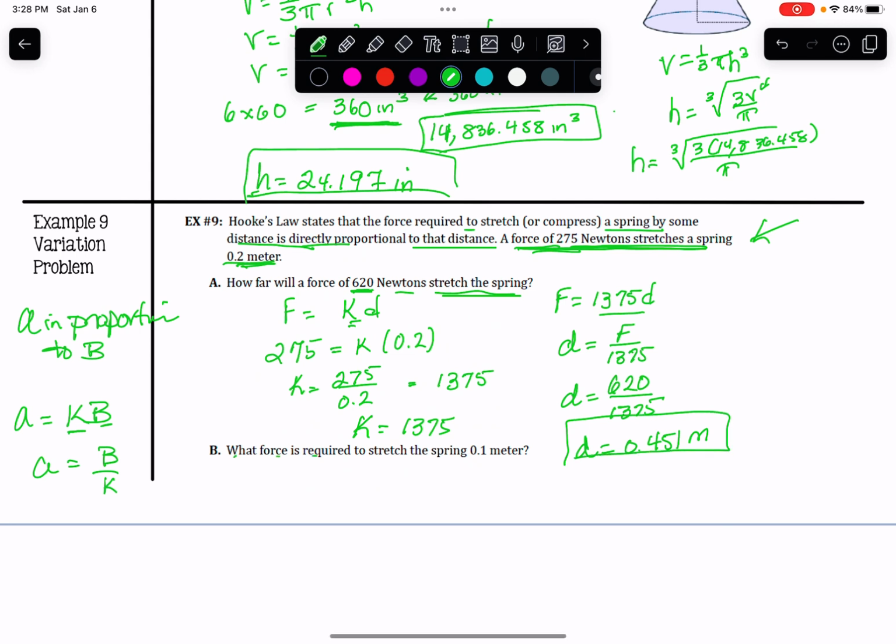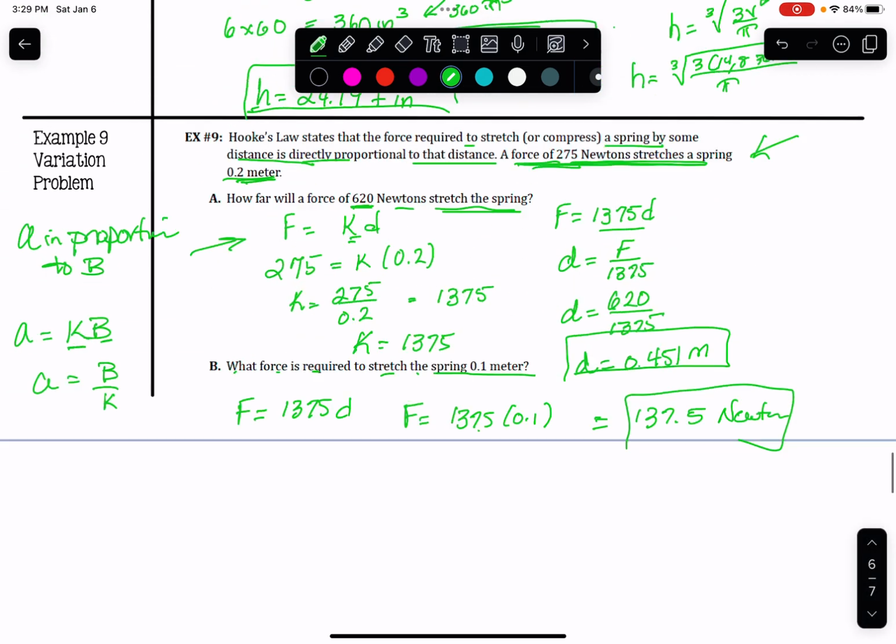Now, what force is required to stretch the spring 0.1 meter? So now this is just use that same equation we did after we calculated K. K was the deal, okay? F equals 1375D. So F, the force we want, is 1375 times 0.1, which just means move your decimal point. So you have 137.5 newtons. There you go.